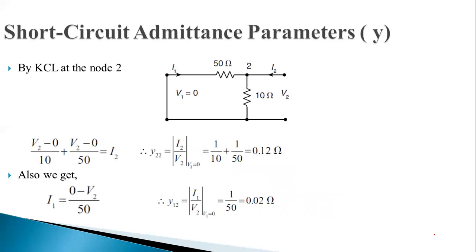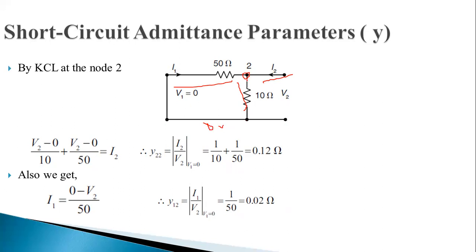Now we need to apply KCL at node 2. When I apply KCL for this particular circuit, with this as my node 2, I write the equation for each branch. So I will get the equation: V2, the voltage at node 2, minus 0, since it is grounded and connected to 0 volt, upon 10.